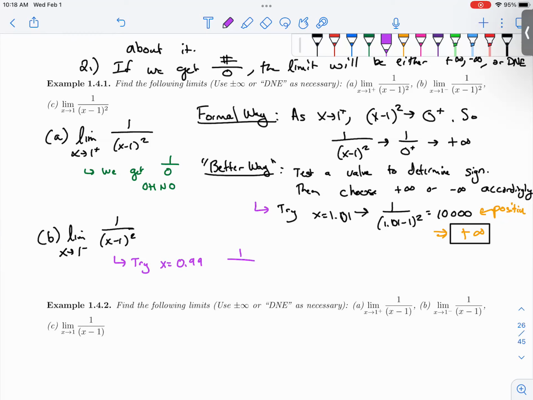You get 1 over (0.99 minus 1) squared, which ends up being, and this is why I love having this calculator, by the way, don't re-enter it. You can press the back button and it brings you up into the screen. So you can just change the number by deleting the number, 0.99. And lo and behold, I get 10,000 again, which is positive. So the answer is also positive infinity.